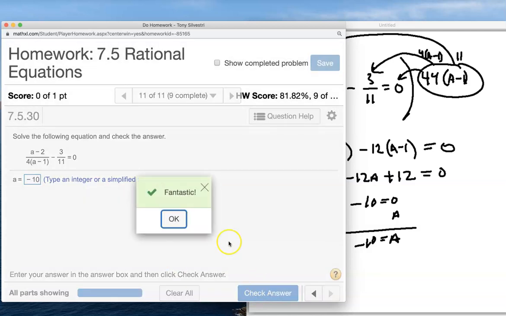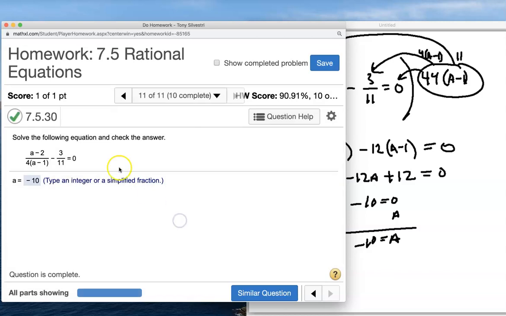Check your answer, and that was a fantastic. And you can get a fantastic too. Remember, it's just basically circle and point. Find the lowest common denominator, multiply the entire equation by the lowest common denominator, and then have fun. All right.